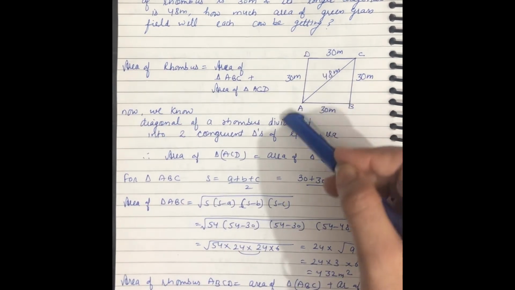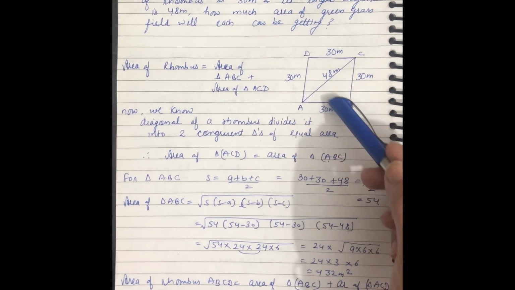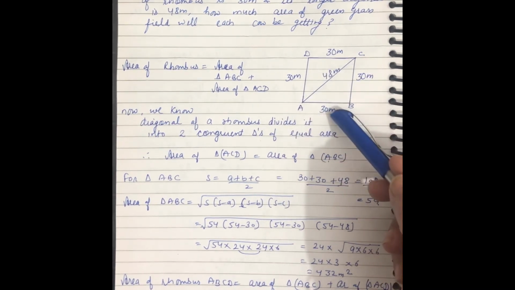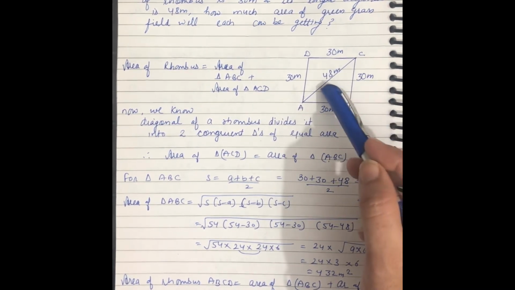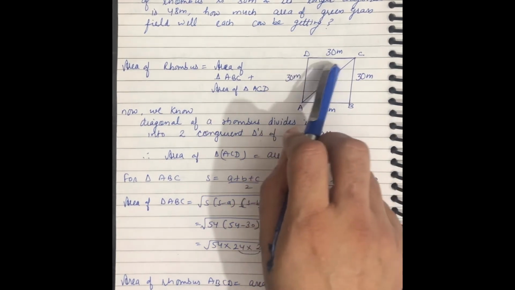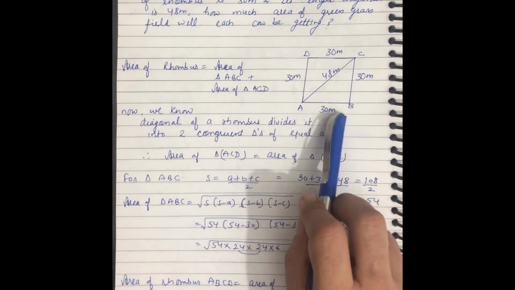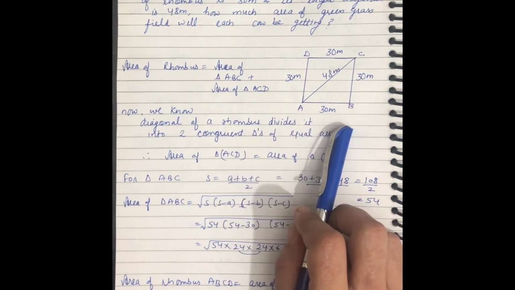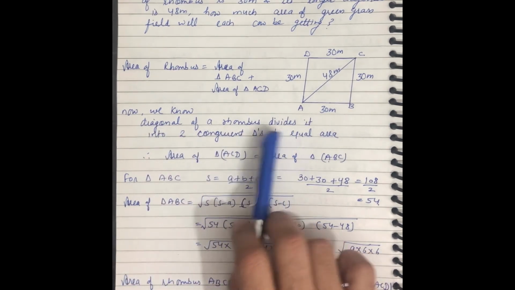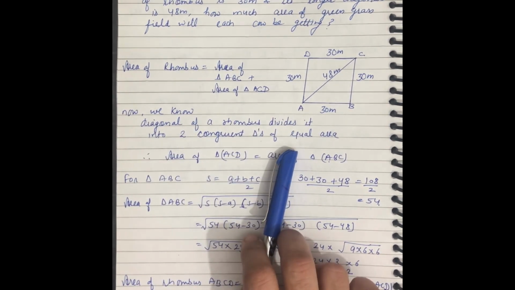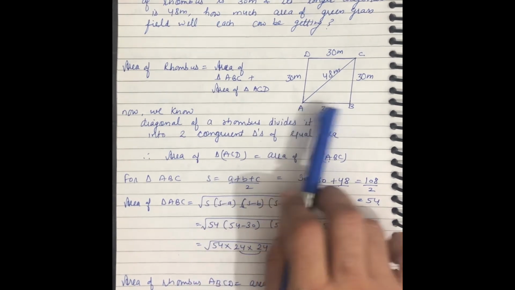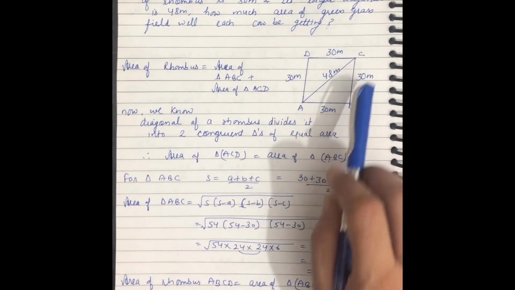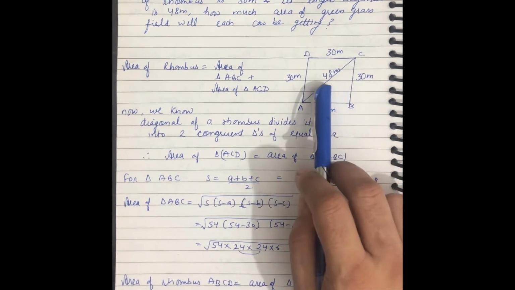I know this rhombus is divided into two congruent triangles because diagonal of a rhombus divides it into two congruent triangles. If I find out the area of this portion, I can write down area of the second one is also same. So my target is to find the area of any one triangle. Here I have written: diagonal of a rhombus divides it into two congruent triangles of equal area. Therefore, area of ABC is equal to area of ACD. Now we are finding area of ABC, where the given sides are 30, 30 and 48.